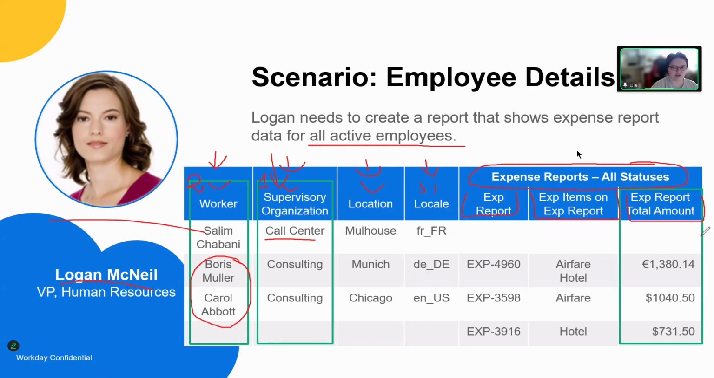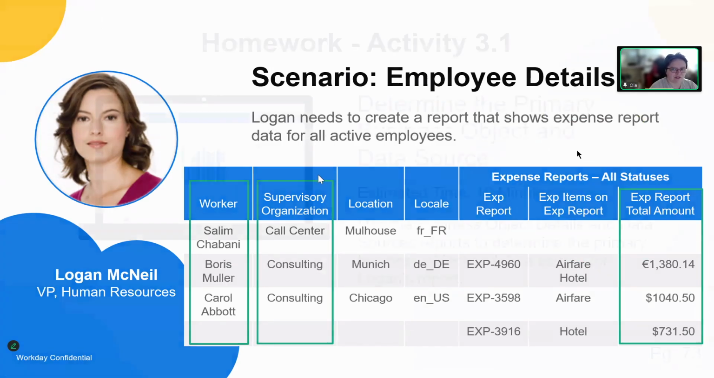Then on our related business object, on our linking fields, we want to sort all of the expenses of the people by their total amount, and we want them to be descending. So if there are people, for example, like Carol here, that have multiple expense reports, we want to have the highest amount on the top and then going down. So that's what we want to have.